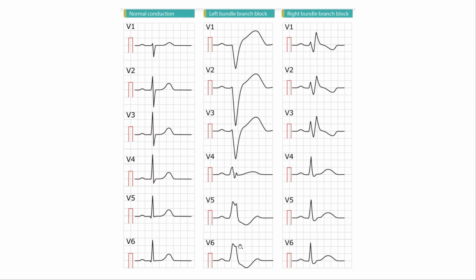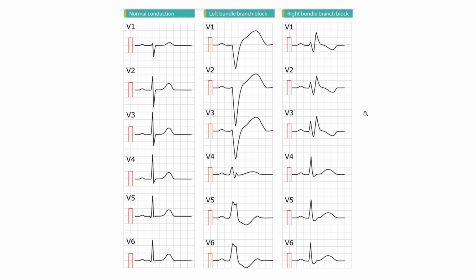And it kind of looks like an M. Right bundle branch block is the opposite, where it still has this sort of wide QRS, but V1 will be positive in its R wave, and it may form this RSR complex, which looks like little bunny ears. And then V6 won't have that M morphology.